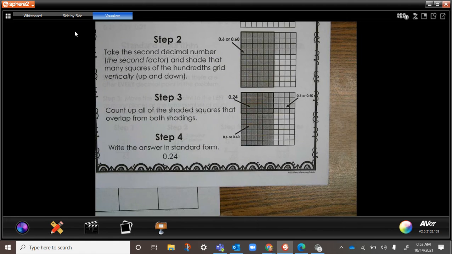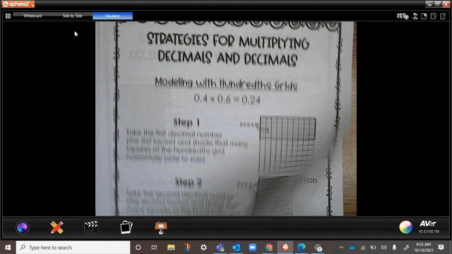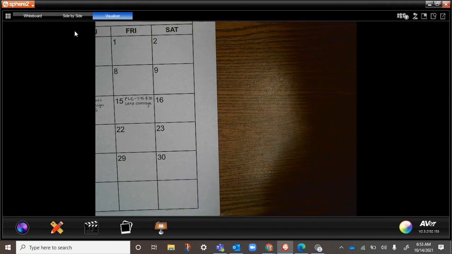I think this is that same one we just did. That's the same one, and yep, all right, we just went over that. All right, so I hope that helps.